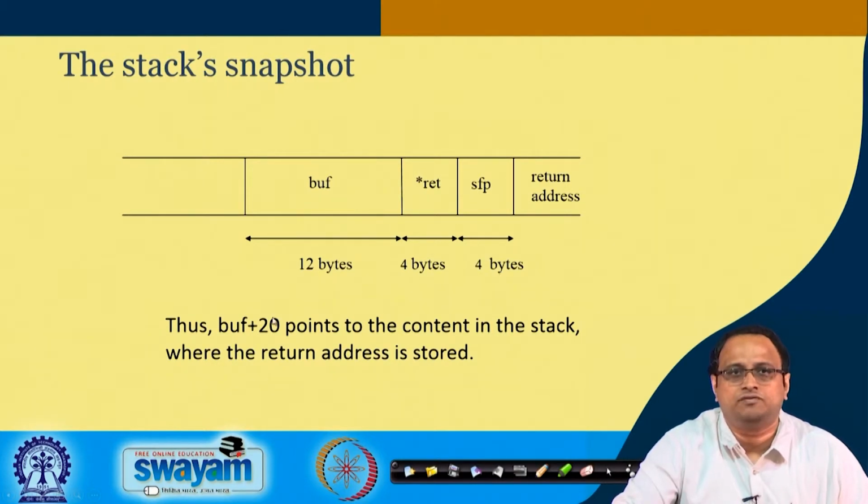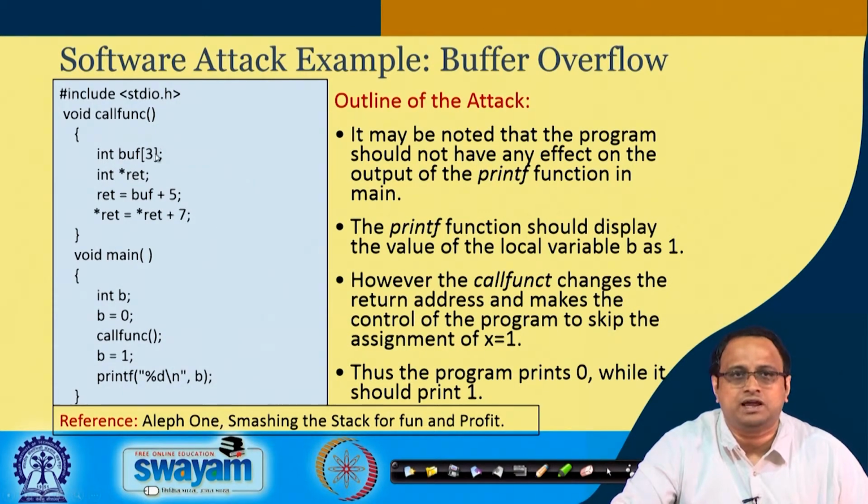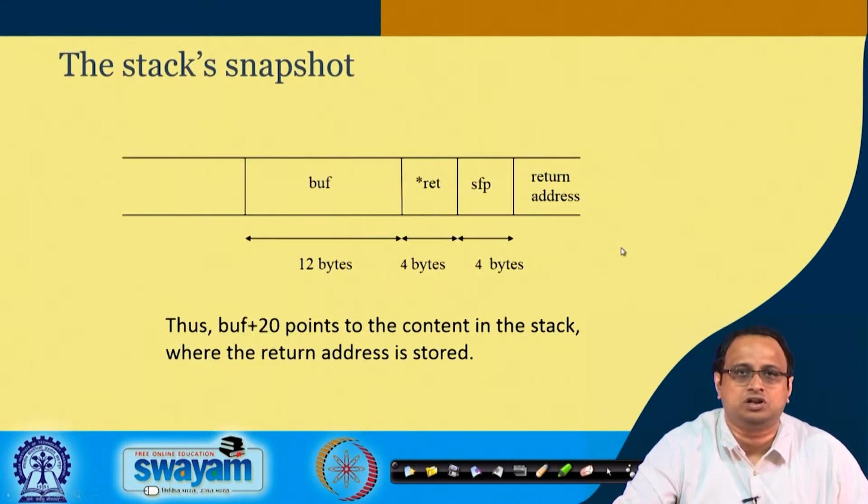So if you take the relative distance between the starting point of buff to the return address, then it is something like buff plus 20 points to the content in the stack where the return address is stored. So now that essentially explains this line, which shows that we basically increment the starting location of buff with 5, and therefore we access the return address. So therefore int star RET points to this return address.